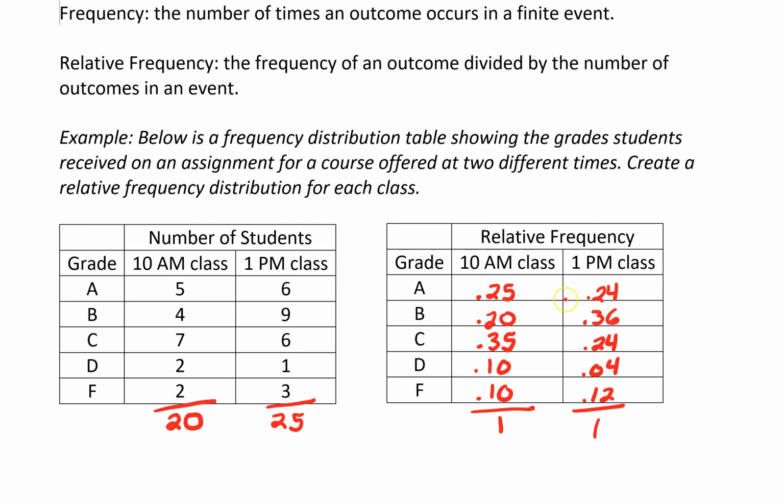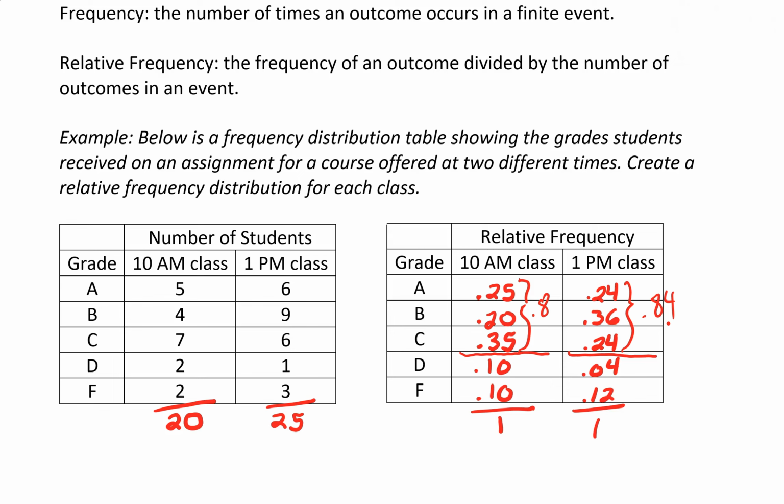Now let's take a look at adding some of these relative frequencies together. The relative frequencies for students that are passing the class would be the A, B, and C. And in the 10 a.m. class, that adds to 80%. In the 1 p.m. class, that adds to 0.84. So you have an 84% chance of passing the class in the 1 p.m. class.